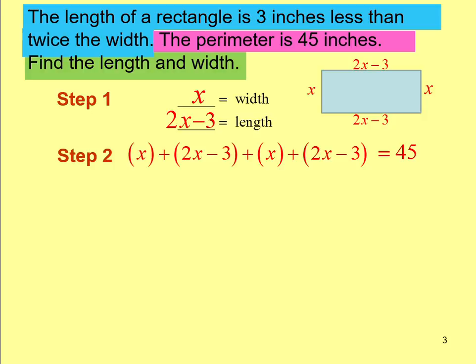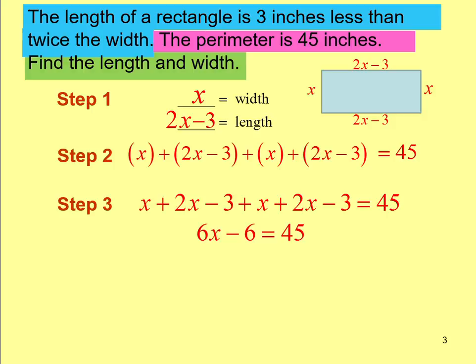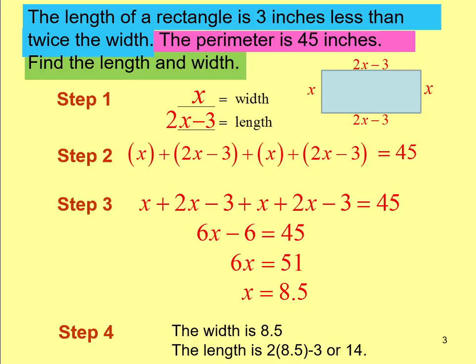We have a linear equation. We need to do some simplifying. Add the x's together, add the numbers together, and we get 6x minus 6 equals 45. Add 6 to both sides, divide by 6, and there's the solution to the equation, not the answer to the problem necessarily. The answer to the problem needs to be the length and the width of a rectangle. x equals 8.5 doesn't say anything until we pair that with what we said in step 1. And so 8.5 is indeed the width of the rectangle, but the length of the rectangle would be 2 times 8.5 minus 3.